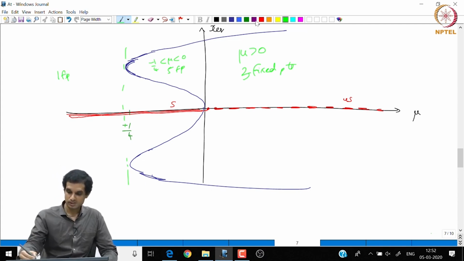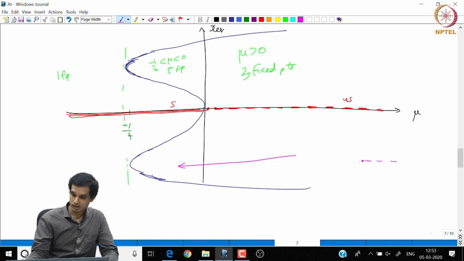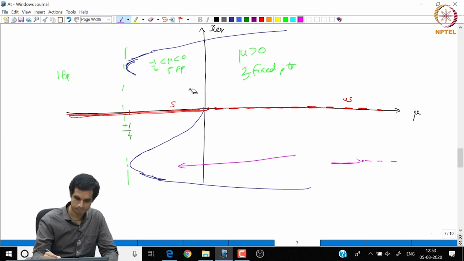So, if you look at the reverse, what is happening? If you look at the reverse, as mu changes from positive to negative, there is an unstable equilibrium that is becoming stable and giving rise to 2 other unstable equilibriums. So, these must be unstable strictly speaking. So, one of them is stable, the other one is unstable.